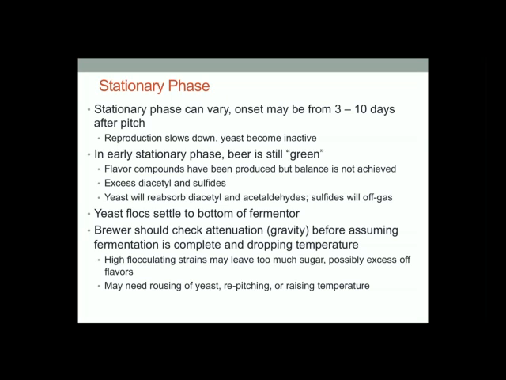So at this point, it's important that the brewer has good monitoring of the attenuation, the specific gravity in the beer now, before assuming that the fermentation is complete and then crashing the temperature. If you have too much sugar remaining and things have slowed but not gone too far, then you may also leave too many off flavors. And in some cases, you may even need to rouse the yeast or pitch additional yeast, or sometimes help things along by raising the temperature.